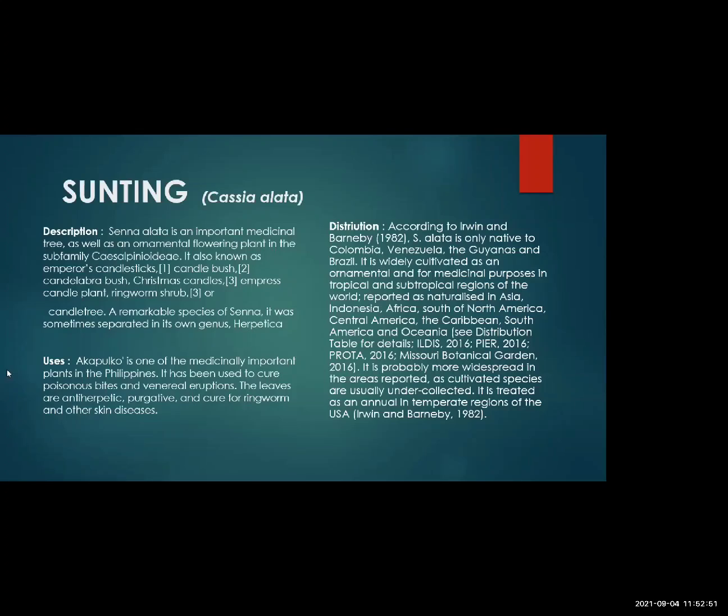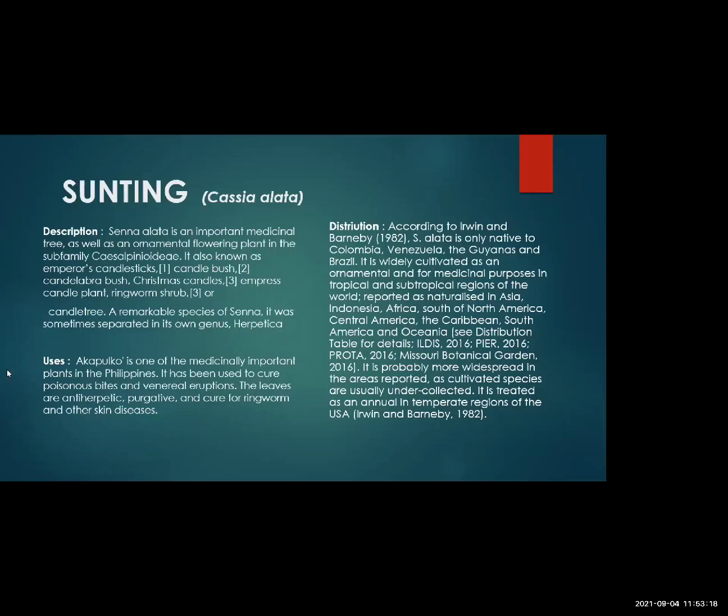So, the distribution is, according to Irwin and Barneby, 1982, S. alata, also known as Senna alata, is only native to Colombia, Venezuela, the Guyanas, and Brazil. It's widely cultivated as an ornamental and for medicinal purposes in tropical and subtropical regions of the world.